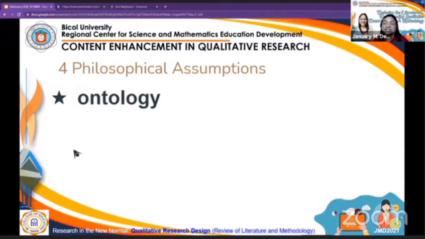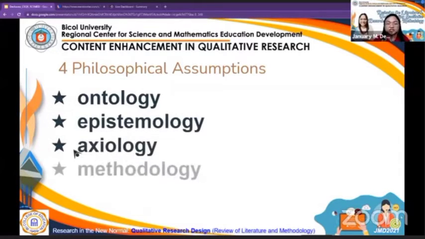But before we proceed with the different designs, it is important that we are familiar with the four philosophical assumptions. Because when you decide that you want to do a qualitative study, there are different assumptions or issues that you really need to clarify. Most of the time, researchers write them in their methodology part. In the Philippines, we are not so fond of it, but we are starting to write explicitly these four philosophical assumptions. These are your ontology, which asks the researcher how they view the nature of reality.